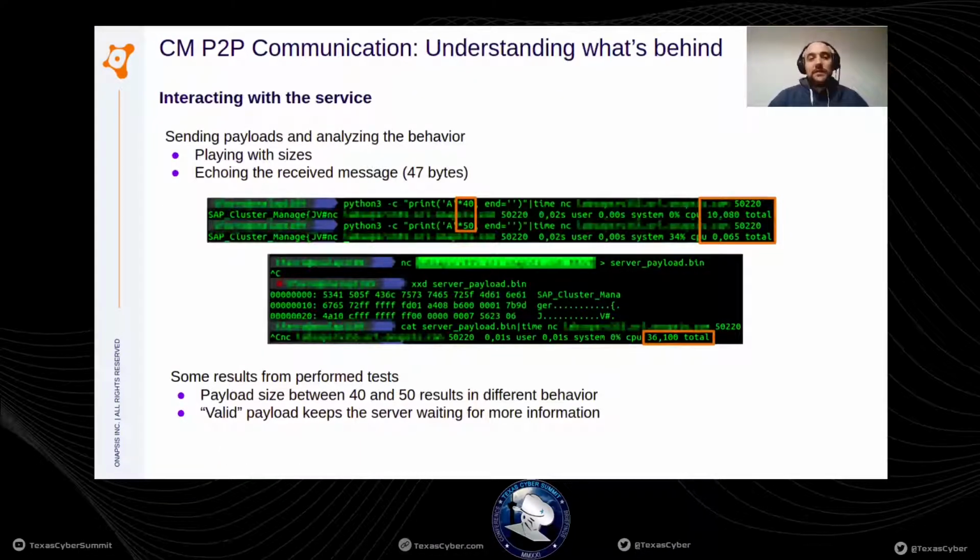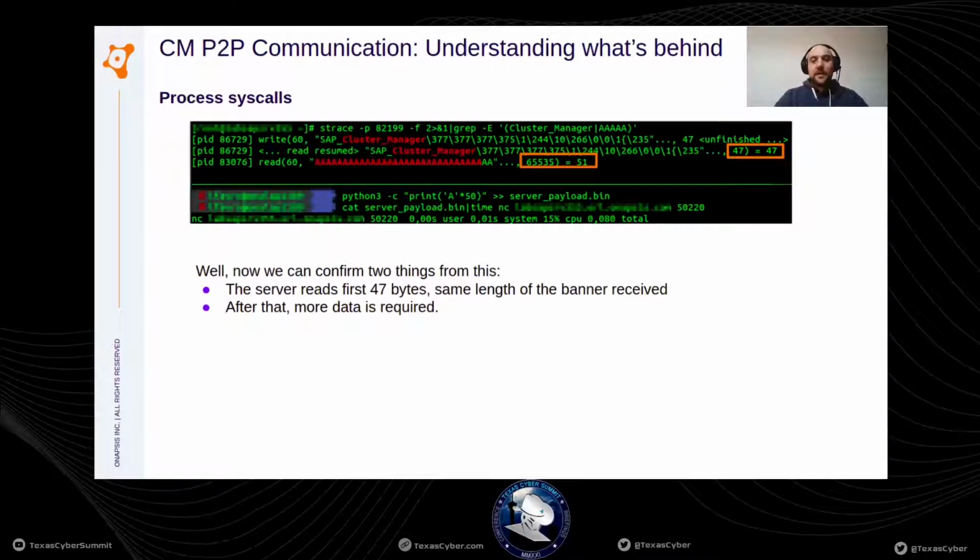So we decided to interact a bit more with this service, playing with different payload sizes and also sending back, for example, the banner that we received when we established the connection. And for this last case, the behavior of the service was quite different. It keeps waiting for more information after this banner. Checking the process syscalls, we realized that it seems to be a two-step communication, because first the service tried to read up to 47 bytes, which is the same length as the banner that we get, and after that more data is required.